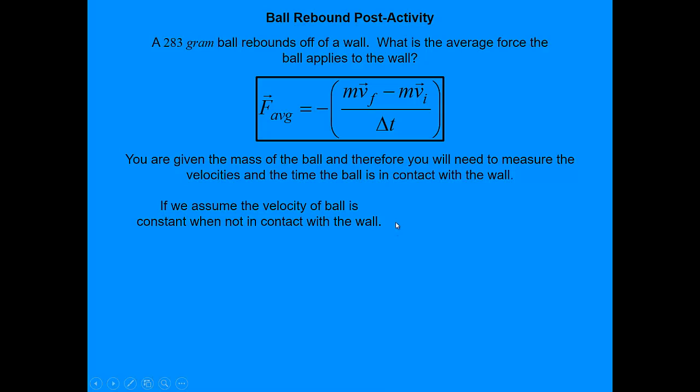But if we can assume it's a constant velocity, then we can just calculate the speeds in and out, and I do mean speed here, just by going distance over time. Distance is how far the ball moves. You've got a ruler for that. Time, again, using the stopwatch. So we can do it once for when it's going into the wall and once for when it's coming off of the wall.